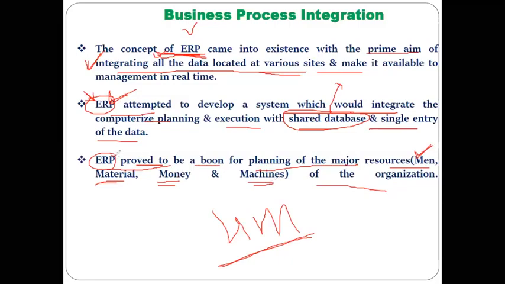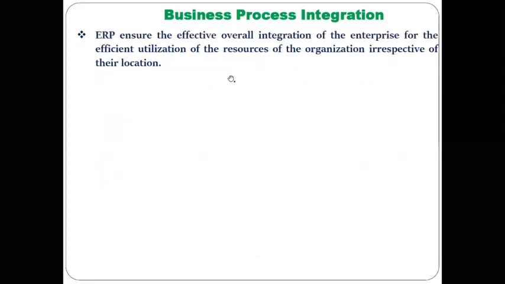So ERP is having the capability of managing all these major resources like men, material, money, and machine, because ERP is having the capability of integration. ERP is having the capability of connecting all these departments together with the help of network resources. And you can see here the last point: ERP ensures the effective overall integration of enterprises for the efficient utilization of the resources of the organization irrespective of the location. This is important.